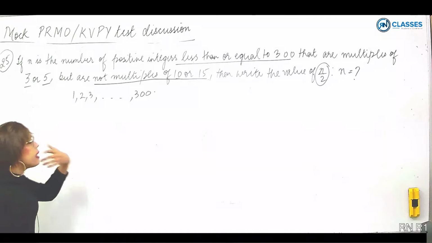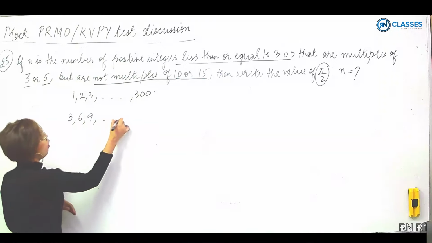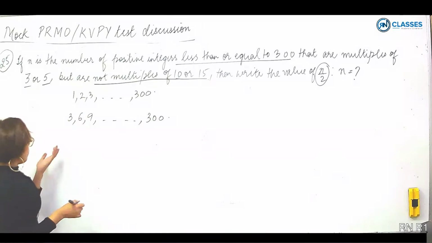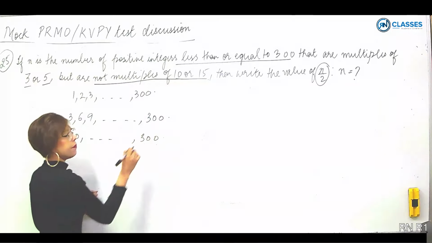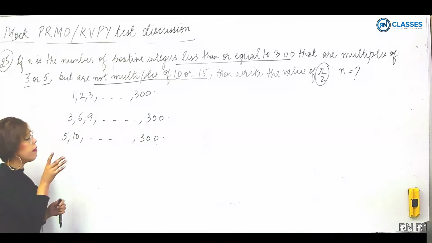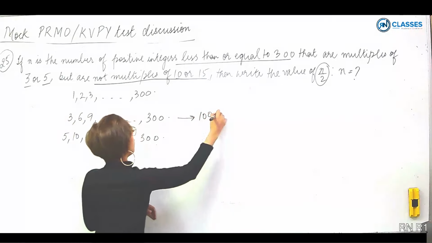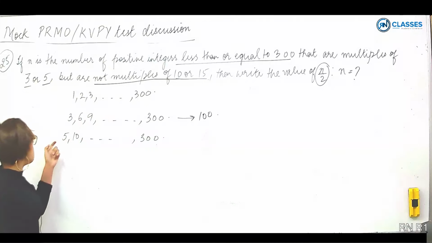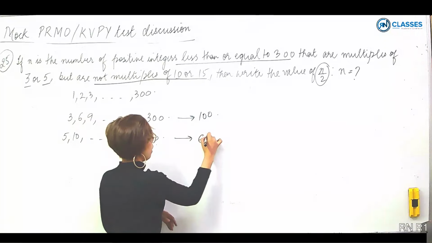Now, n is the positive integers less than or equal to 300 that are multiples of 3 or 5. So first of all, let me write the multiples of 3. That will be 3, 6, 9, and so on till 300. And multiples of 5 would be 5, 10, and so on till 300. Now, multiples of either 3 or 5. First of all, how many multiples of 3 are there? 3 into 1 till 3 into 100, so 100. Then multiples of 5, 5 into 1 till 5 into 60. So that means 60 multiples are there.